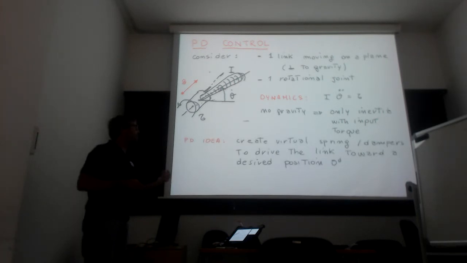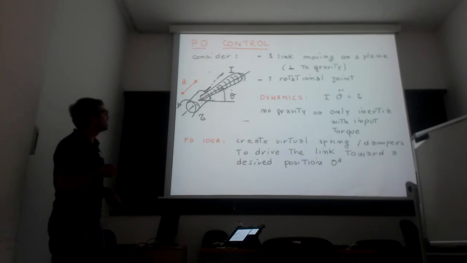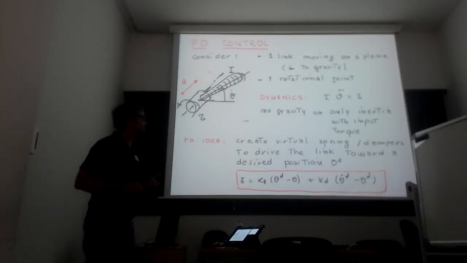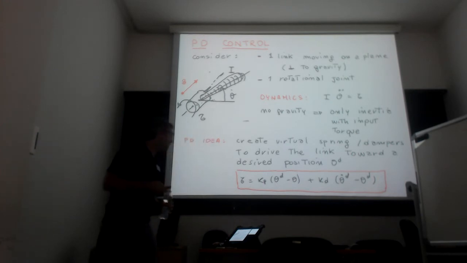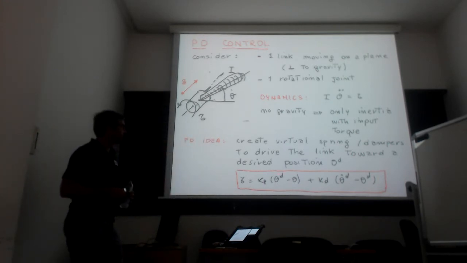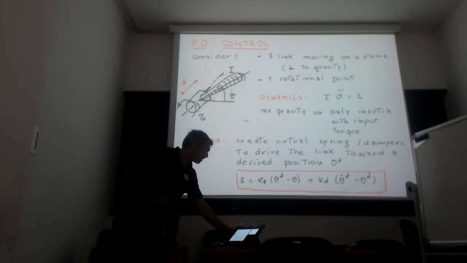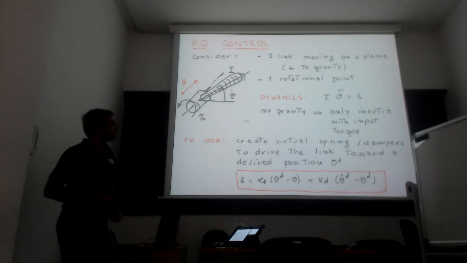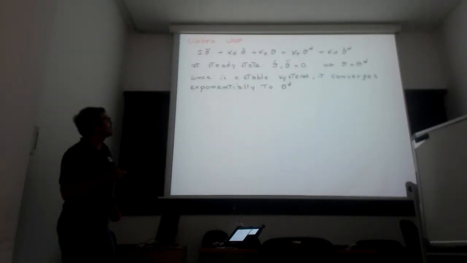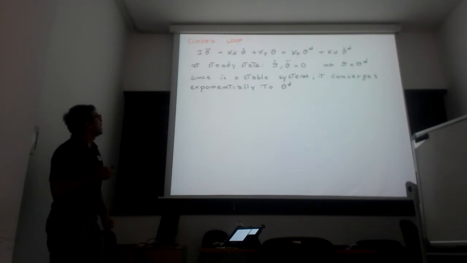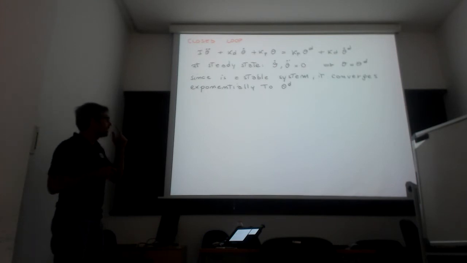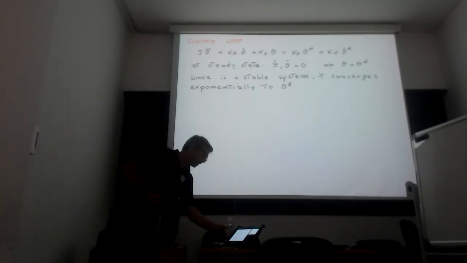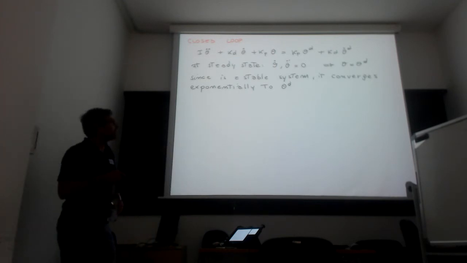And the idea is to create a virtual spring damper to drive the link toward the desired position that we want. And this is the control law equation that we want to set. So we have a proportional term and a derivative term, the desired position for the link, and also the desired velocity. If we close the loop, that means we insert that input torque into the dynamics, we get this expression. If you want to check what happens at steady state, we set velocity and acceleration to zero, and we see that the angle of the link really goes to the desired value.